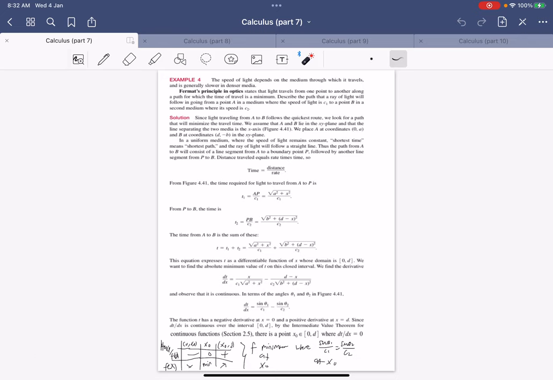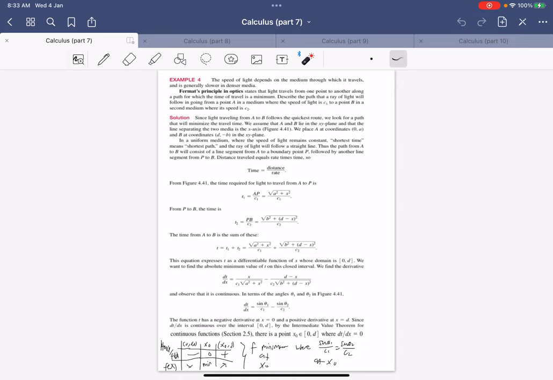Another type of problem, which can be more interesting, is a problem in physics, where we want to show that light travels in a medium along a path of the shortest time. This is known as Fermat's principle in optics. So light travels from one point to another along a path for which the time is minimum.